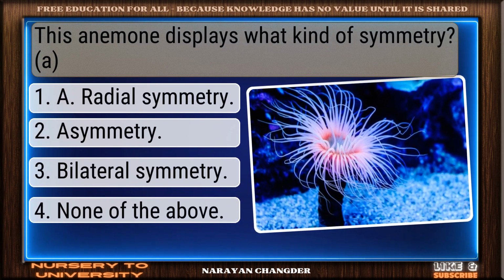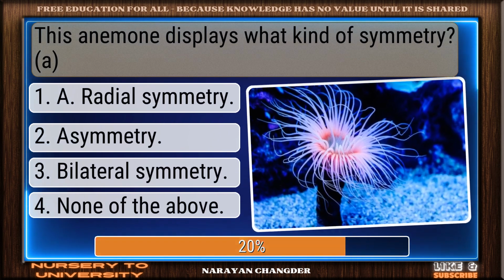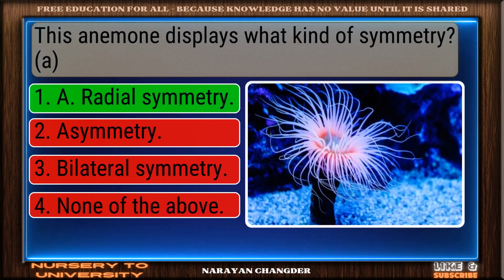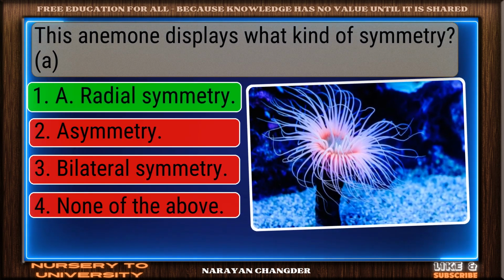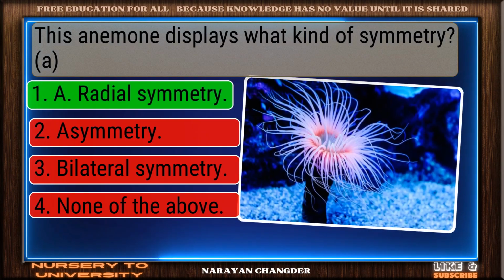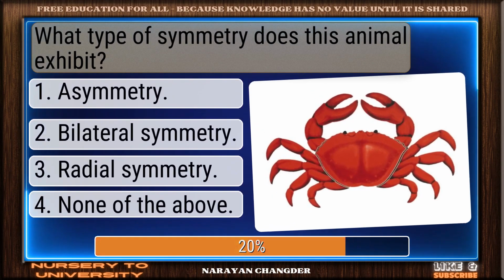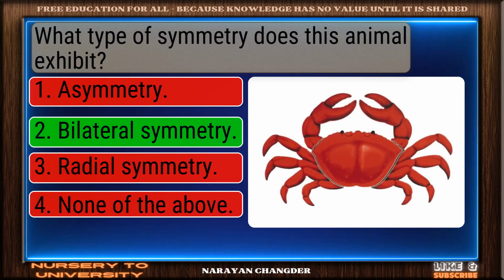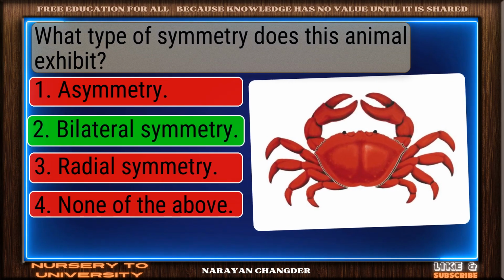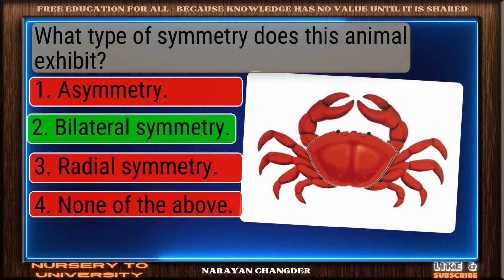This anemone displays what kind of symmetry? Right choice. A radial symmetry is the best answer. What type of symmetry does this animal exhibit? Valid point. Bilateral symmetry is true.